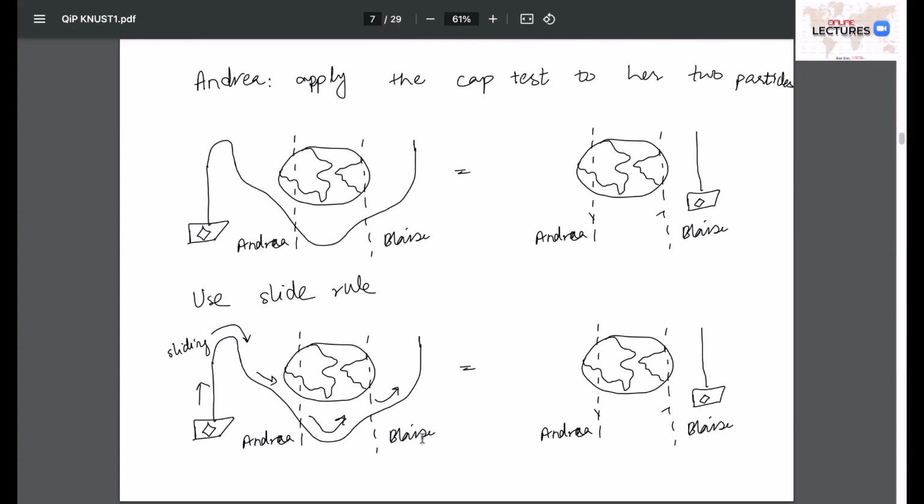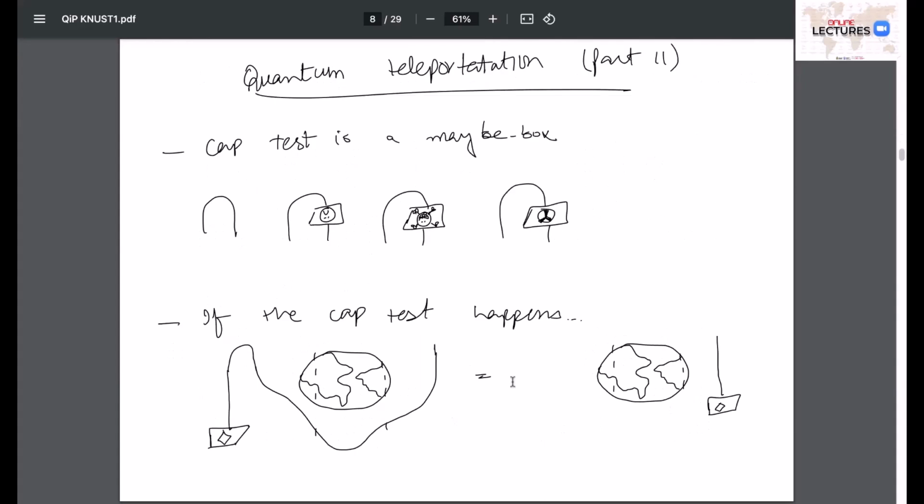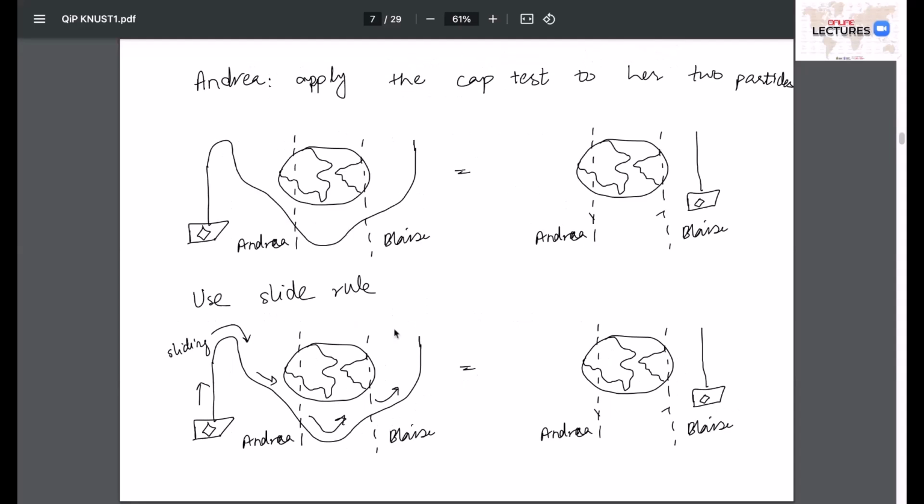So this is all recap. You must have seen it already. Now, in quantum theory, you know that when you apply tests, which means that when you perform measurements, then the outcomes are not deterministic. The outcomes are probabilistic. So for the quantum teleportation protocol to work, you may need to apply some error correction. So in the example that you have seen already, we don't have any error.